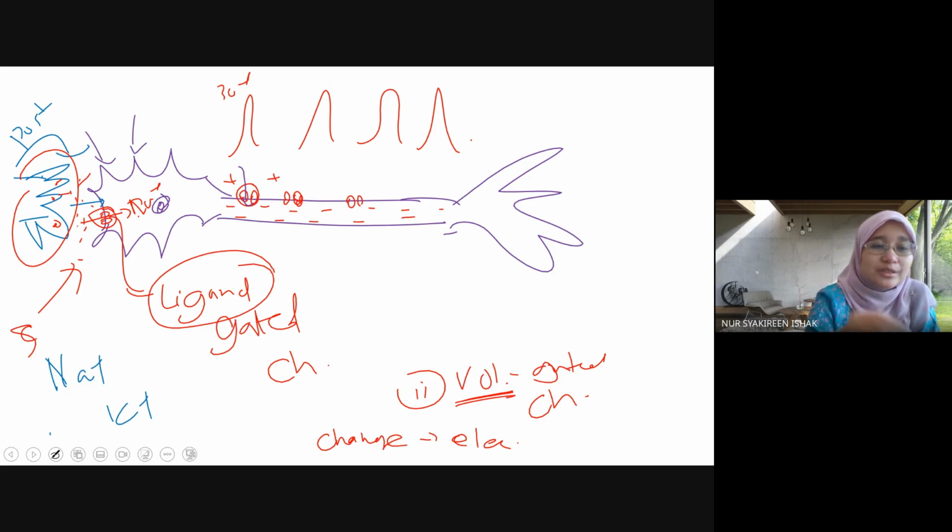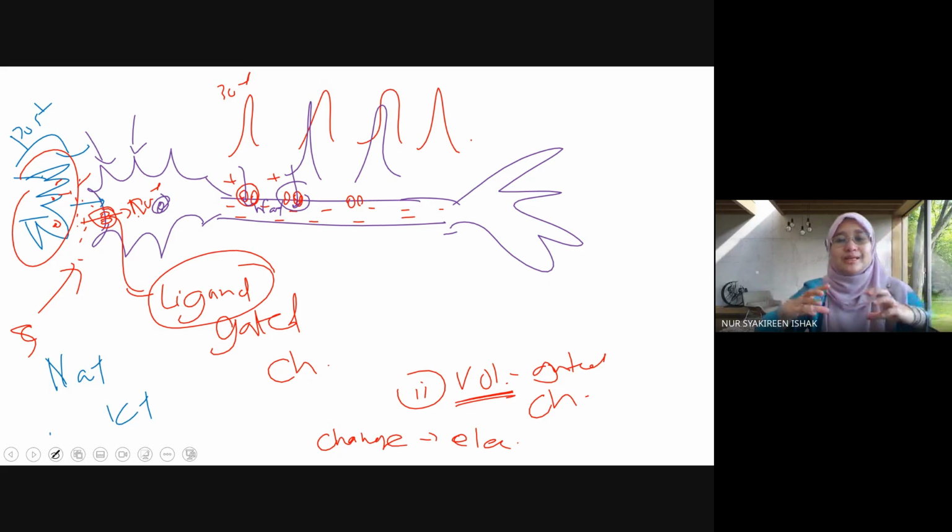Sodium is positively charged, so as sodium enters, it changes the voltage from negative to positive. That opens more voltage gated channels, so more sodium enters. That is how a neuron generates an electrical impulse: due to the opening of voltage gated channels, sodium enters and changes the voltage inside the cell from negative to positive.